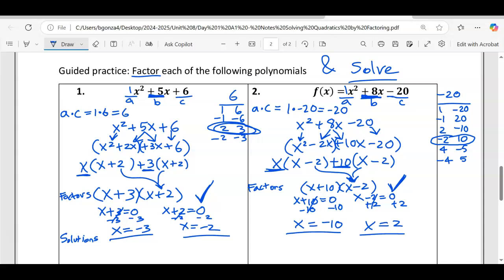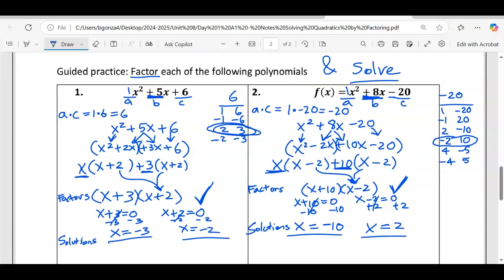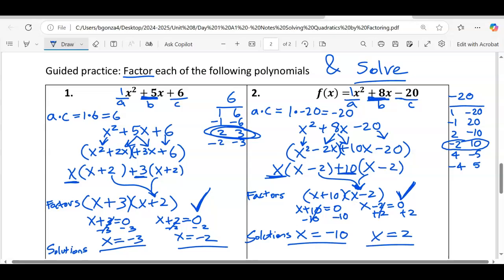So we successfully did find the factors, and we solved to find the solutions for number 1 and 2, right? Okay. Make sure you have those down. We're going to try 3 and 4. Does anyone still need this? Okay, so there is something important about number 3.